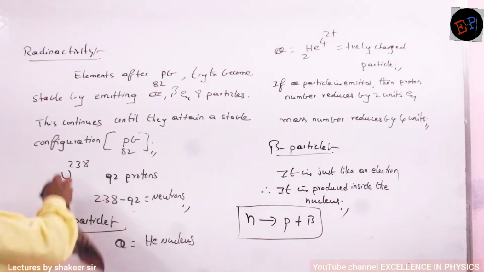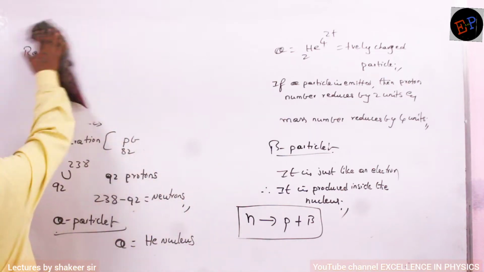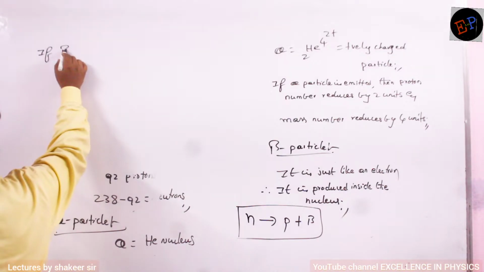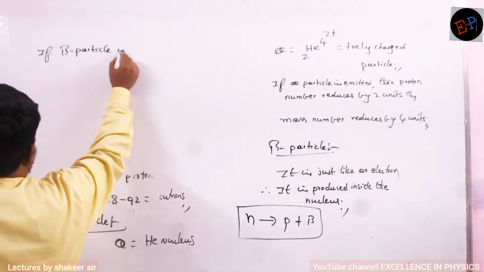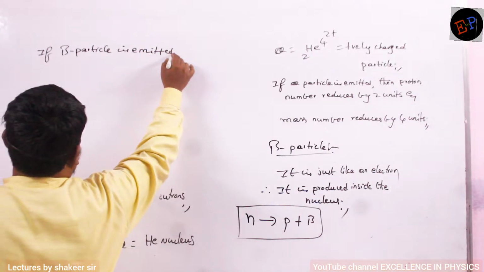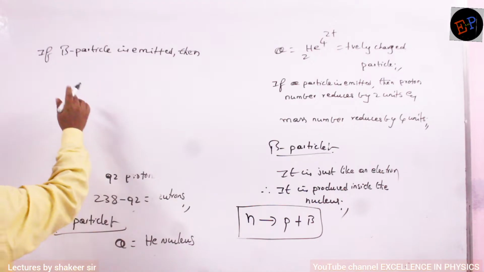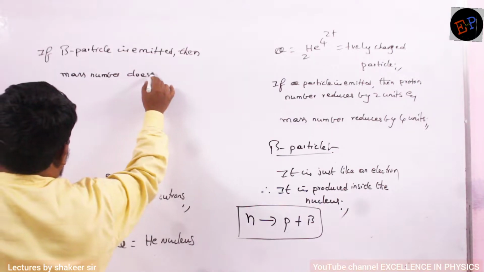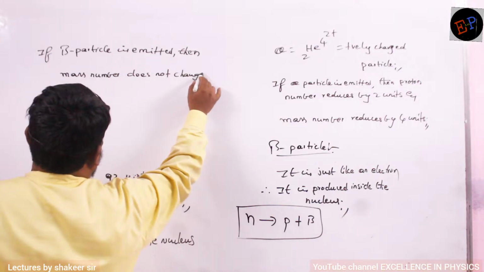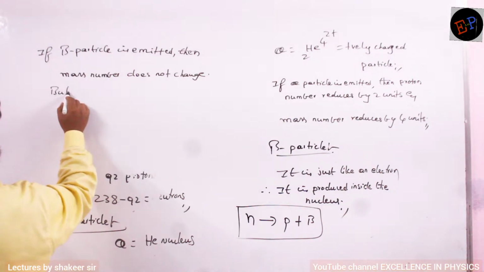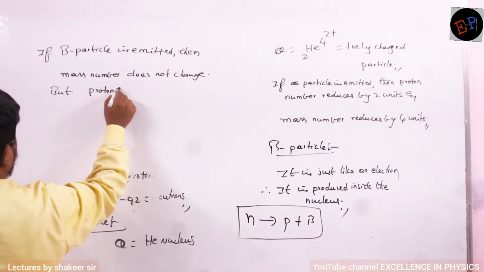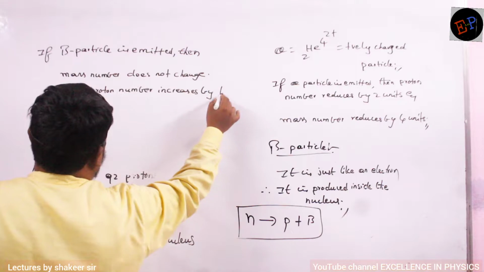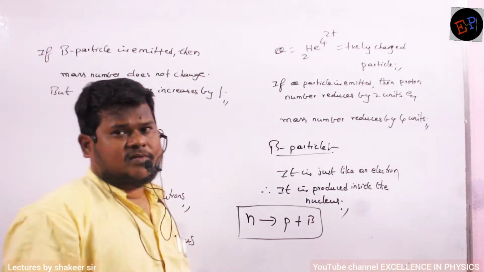So therefore write down. If a beta particle is emitted, then what happens? The mass number does not change. There is no change in mass number. But the proton number increases by 1 unit.